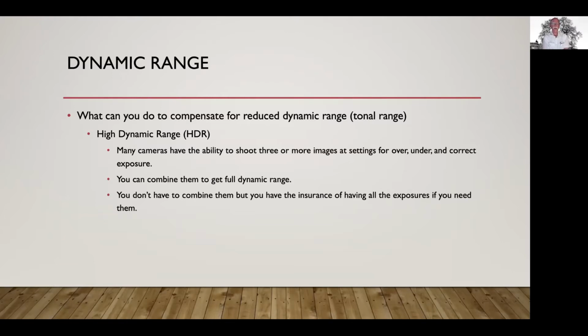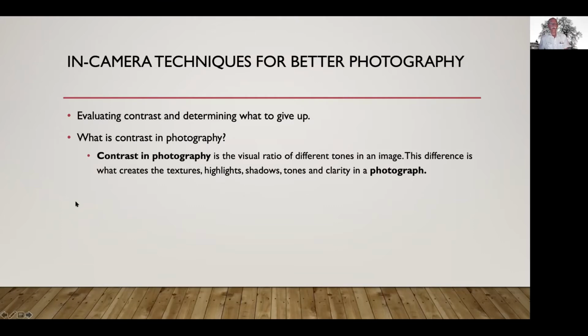Now, you can combine them, but you don't have to. You can not combine them, but at least having those ranges of low, under and over, you can then bring them in if you want to do so. So it's kind of like an insurance that allows you to make that option available. Now, what we're going to do is evaluate the contrast to determine what is going to give up on your image if you want to do a full dynamic range.